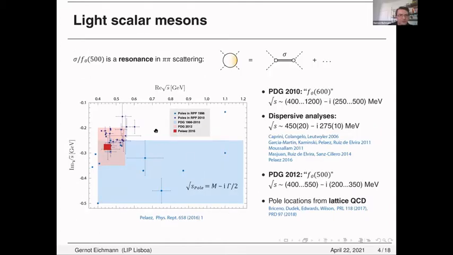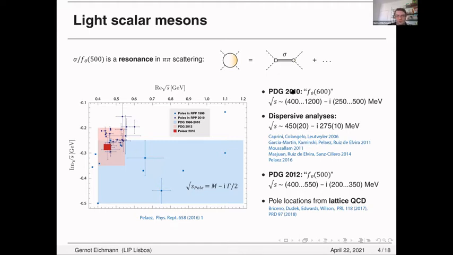So just to refresh your memory on the sigma meson or F0 500, it appears as a resonance in pi-pi scattering. But in contrast to the rho meson, which has a clear bump, the sigma only appears as a broad shoulder. So for a long time, it was not clear whether it's really there or not.